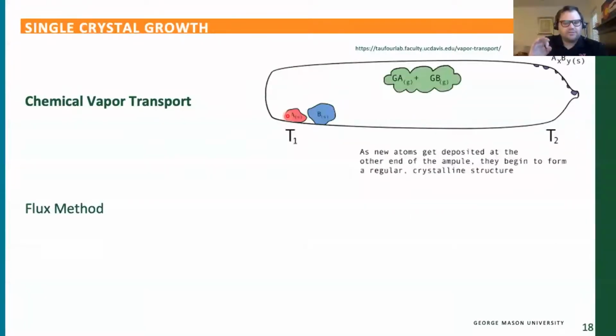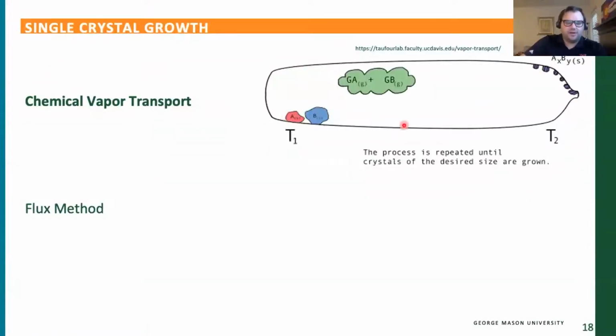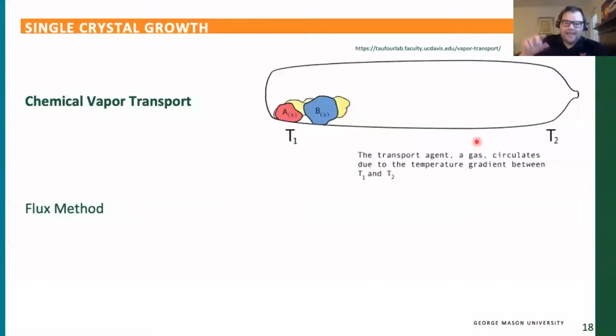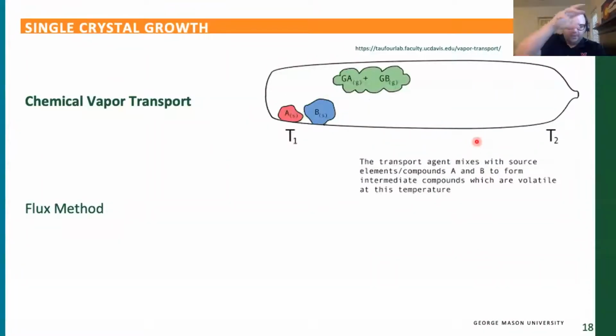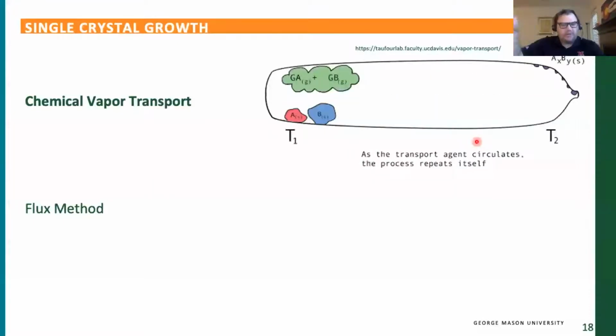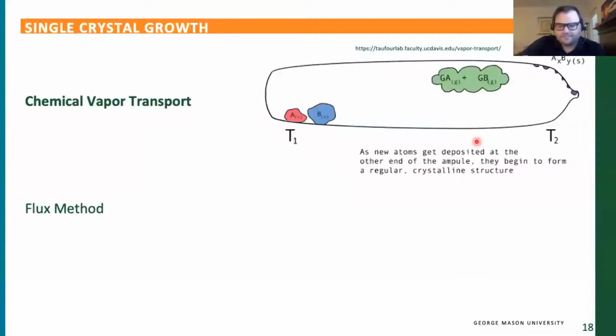And this transport is governed by two processes, convection and diffusion, due to this temperature gradient we apply on the tube, going from T1 to T2. T1 is usually hotter than T2, but this is dependent on whether the reactions are endo or exothermic. As this gas circulates slowly, it picks up some of the material and then deposits at the other end, and this repeats, essentially building these crystals bit by bit and layer by layer.